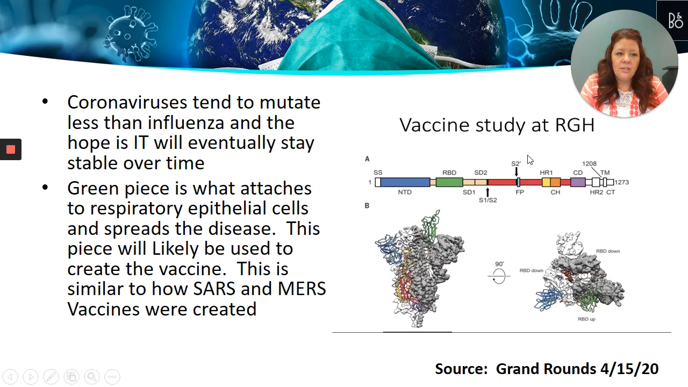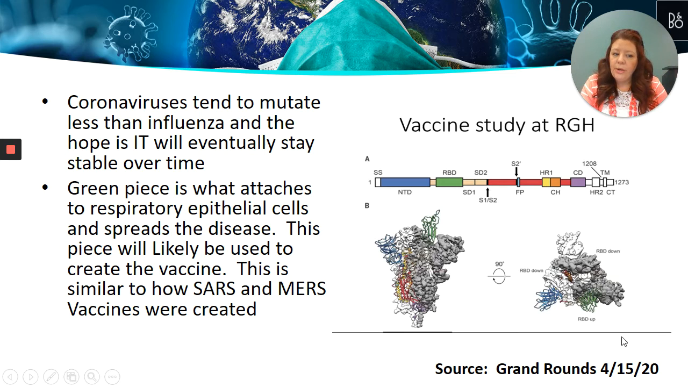And if you look at this little graphic, this green piece that you see here is the piece that attaches to those respiratory epithelial cells, like we talked about, and spreads the disease. And this is the piece that they're really focusing on from a vaccine perspective. So this was similar to how they developed the vaccines for both SARS and MERS. So that's how they were able to create those.